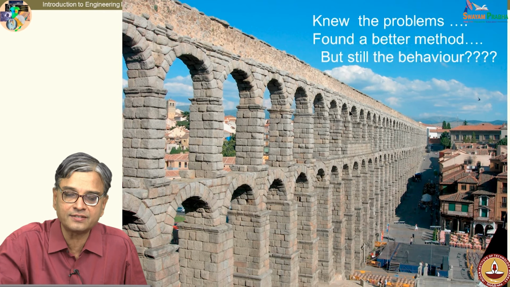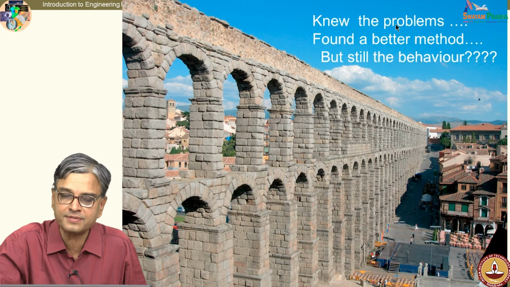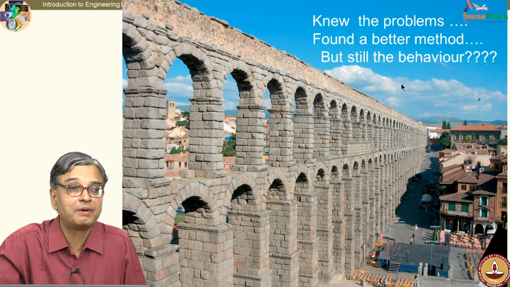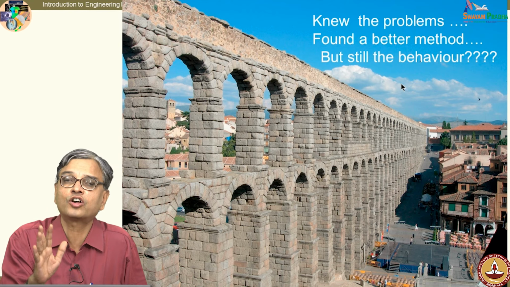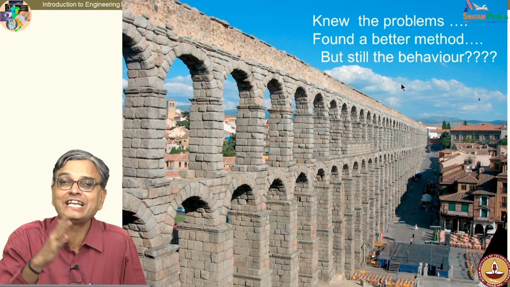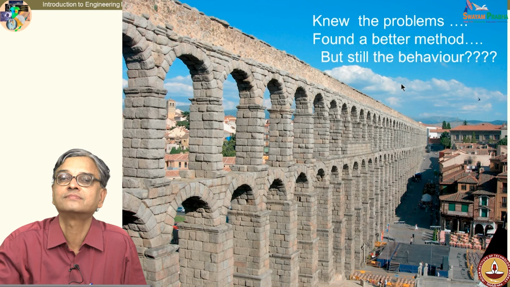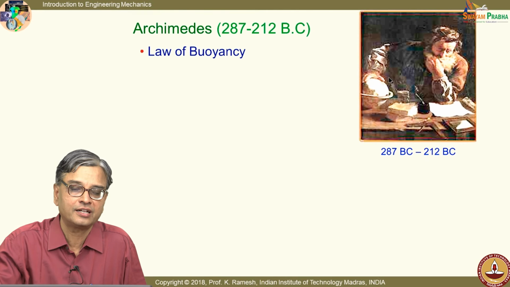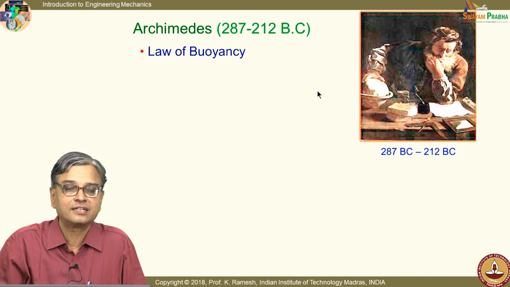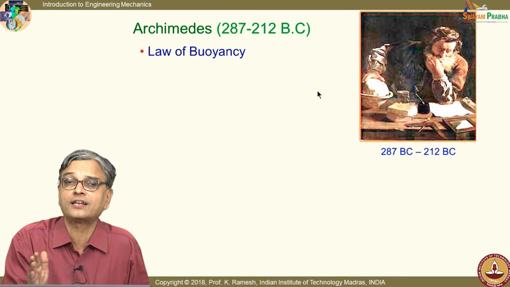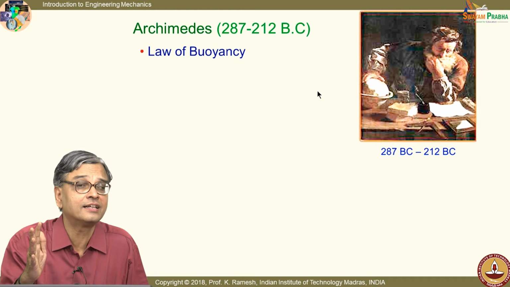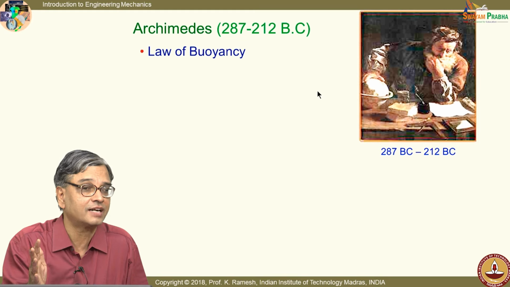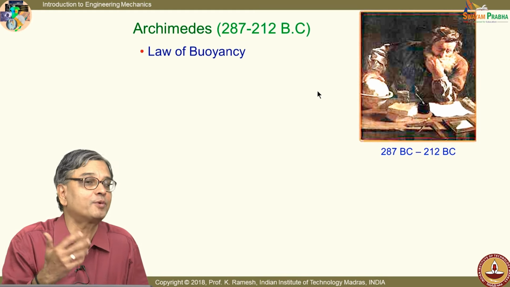So, if you look at the earlier civilization, they knew the problems, they had solved them by some method, but still, had they understood the behavior completely for them to extrapolate or teach the next generation what to do? And if you go back to history, you have this Archimedes. I would like you to look at these historical figures with their associated time. You should also recognize that this was before the Christian era, and all of you know the law of buoyancy, that is a eureka moment.